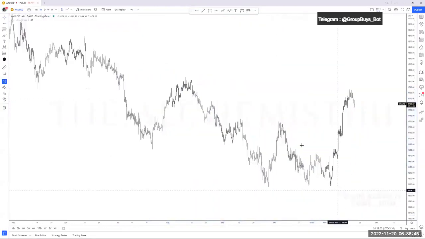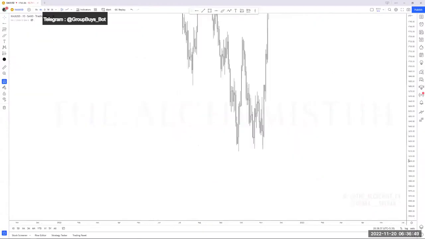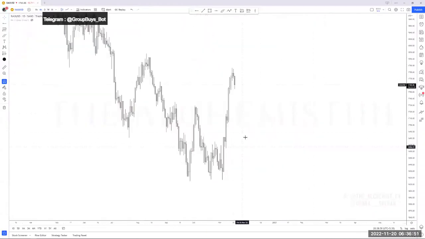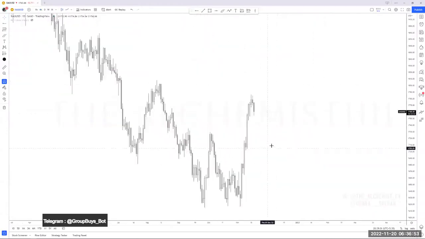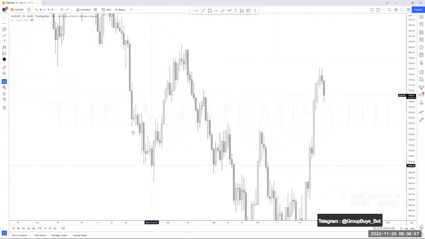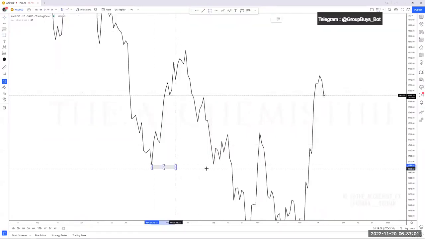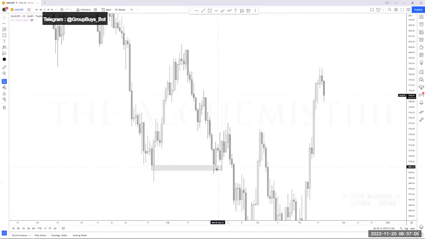So first thing, I told you what a support is. A support will look like a V, the V formation. So let's see a V that actually played out. For example, in here, see this one right here, it is a V formation. So this right here is what we call a support. Price comes into that and then it goes up. That is a support.